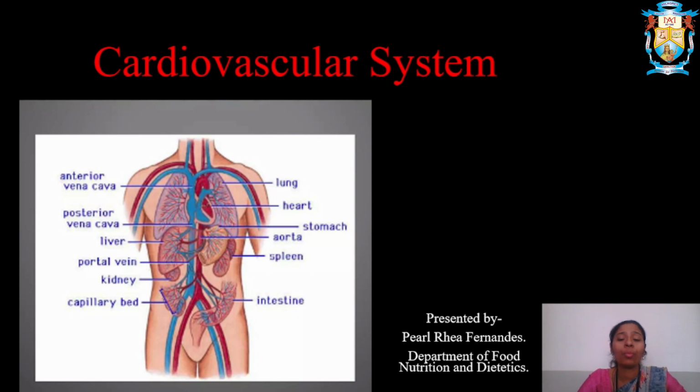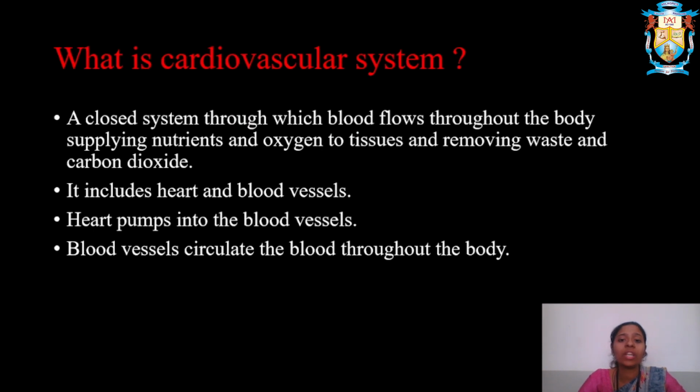I'm going to deal with the topic that is cardiovascular system from the subject of human physiology. So basically, what is the cardiovascular system? It is a closed system through which blood flows throughout the body, supplying nutrients and oxygen to tissues and removing waste and carbon dioxide. It includes the heart and blood vessels. The heart pumps blood into the blood vessels, and the blood vessels circulate the blood throughout the body.